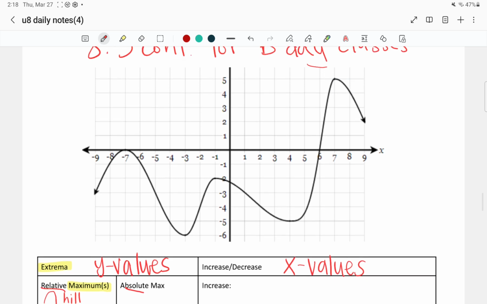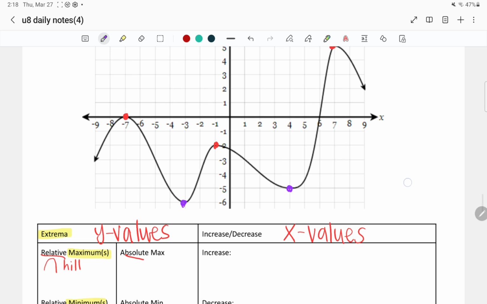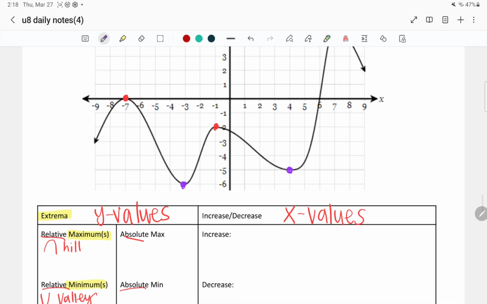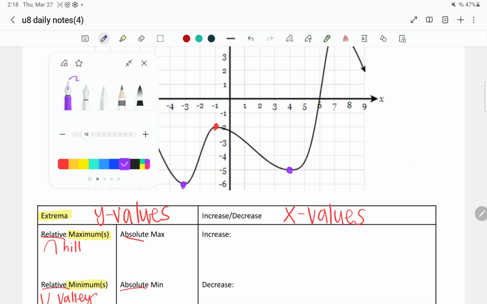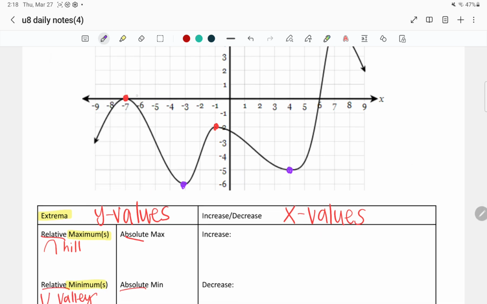So I'm looking at my graph, and I see I've got a hill right here, a hill right here, and another one. And I have a couple of valleys as well, a couple swoops. So I care about y values. So let's do the y values.